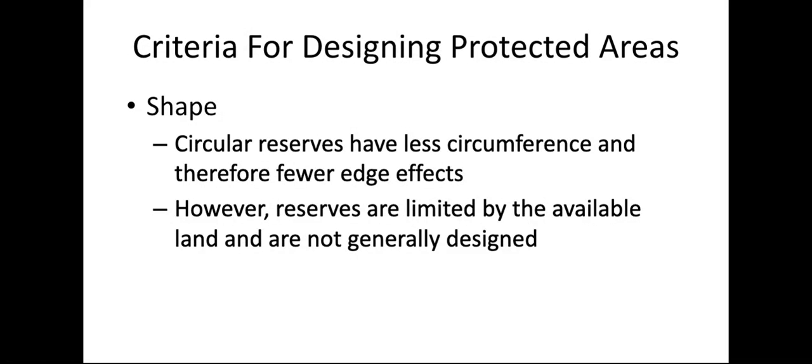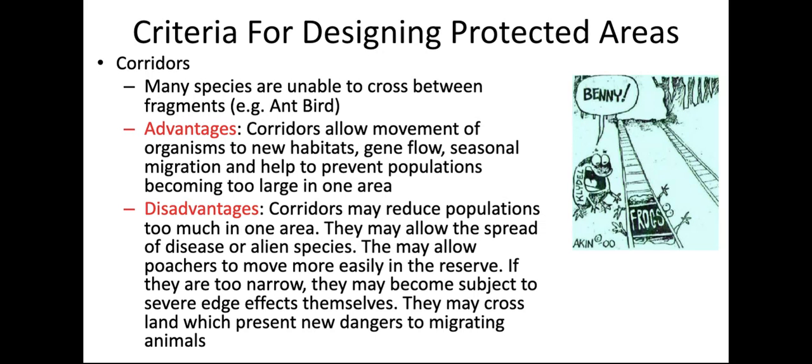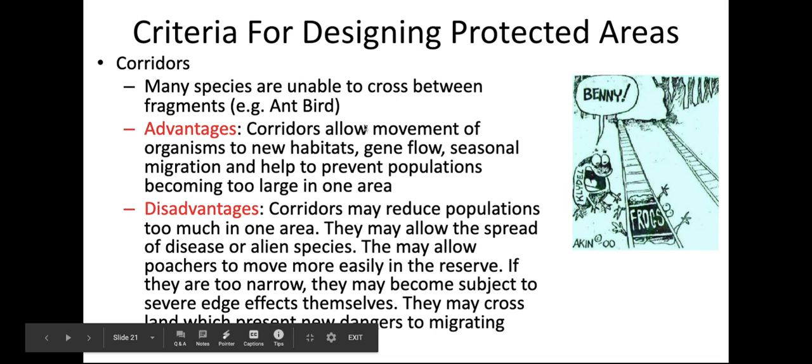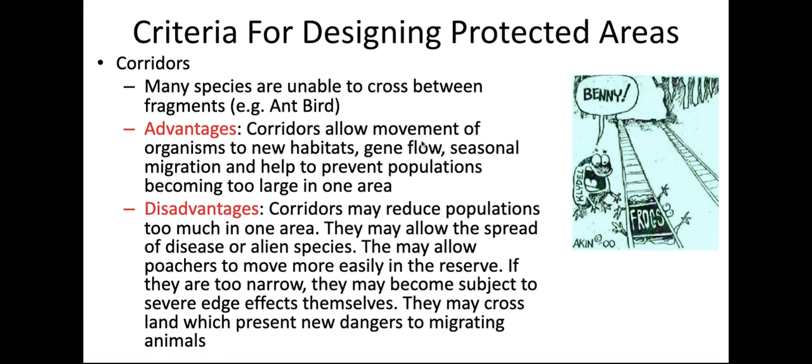Also, we talked about how the shape is important, and circular reduces these edge effects. That's why we prefer circular reserves. We also talked about the importance of corridors and how that is one possible solution because it allows movement of organisms and that increases or maintains the gene flow of organisms. So that's good. But corridors aren't perfect because they might reduce the populations too much in one area. That means that instead of having those metapopulations moving between areas, the whole population might be transferred through the corridor from one area to the other one, and that's a problem.